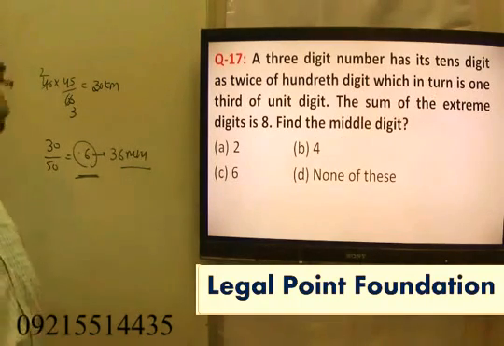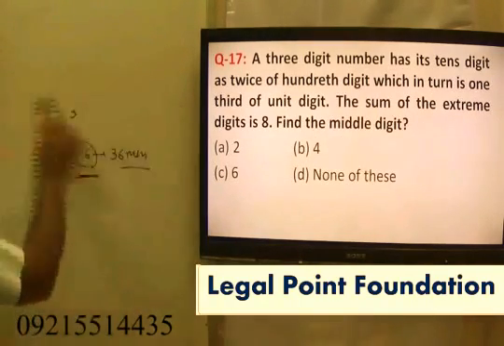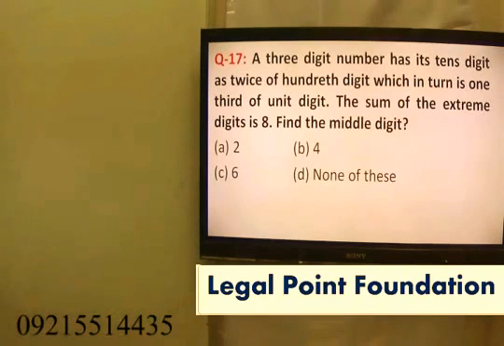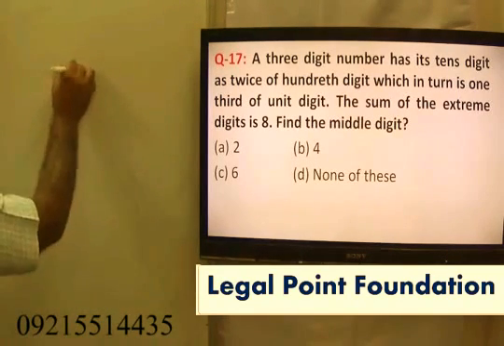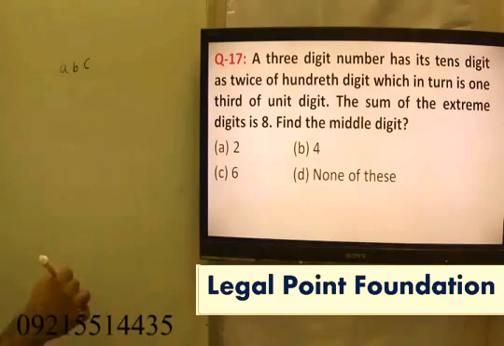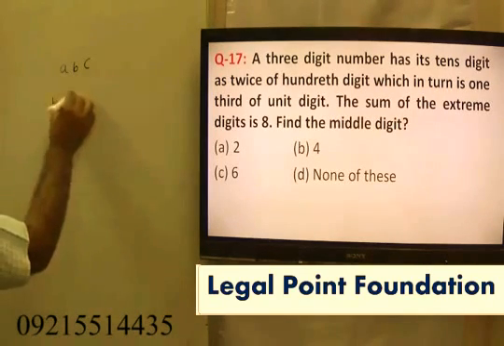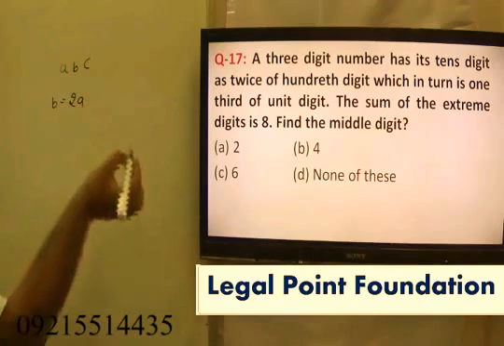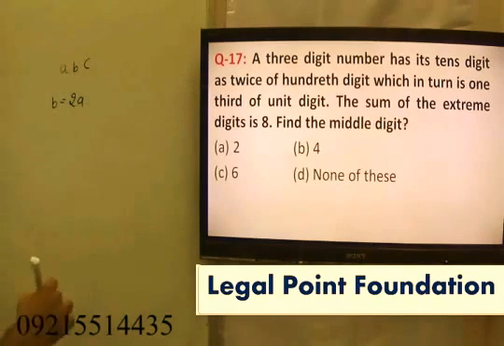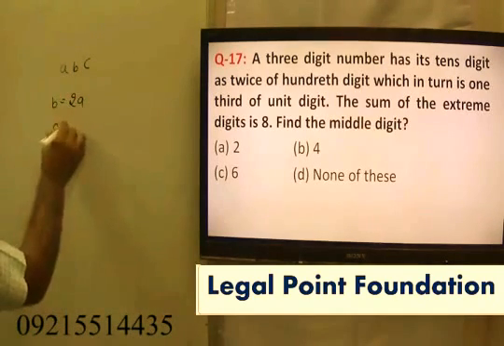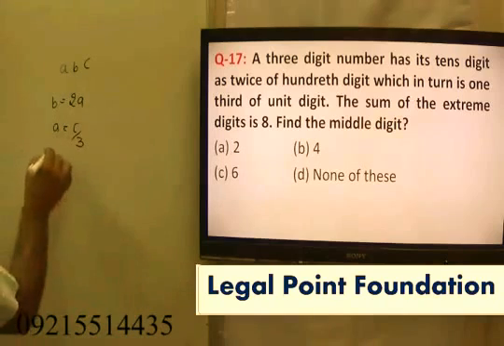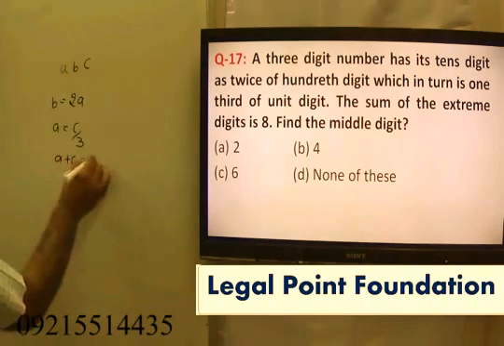Next we have question number 17 here. A 3-digit number has tens digit as twice of the hundreds digit, which in turn is 1/3 of the unit digit. If sum of the extreme digits is 8, find the middle. Let us say number is ABC. Its tens digit B is twice of the hundreds digit, B is equal to 2A, which in turn means hundreds digit is 1/3 of unit, A equal to C by 3. Sum of the extremes, A plus C is equal to 8.